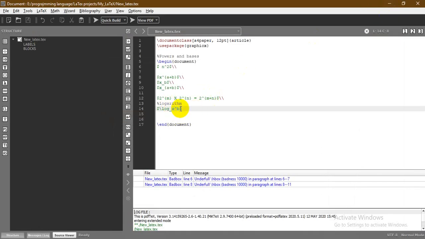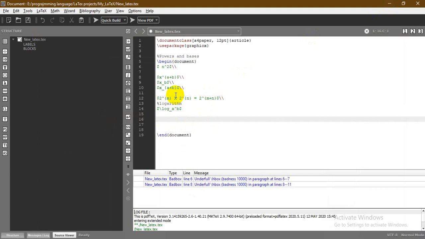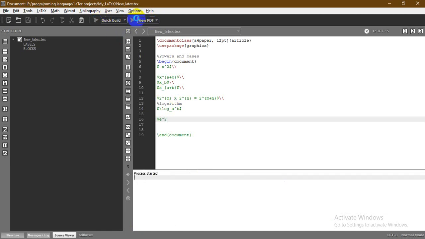Now let's come with the next part, which will be exponential functions. So the exponential functions are just indices. So the way of writing exponential, you just come here, you write the math mode, you write e, and you write raised to the power of, let's say I want to write e raised to the power 2. I just come, I'll write 2 here. I compile.